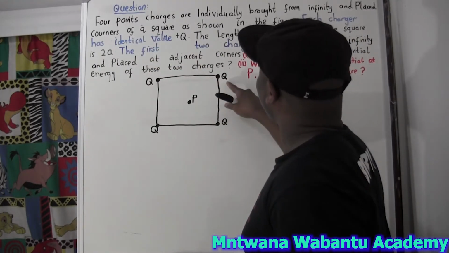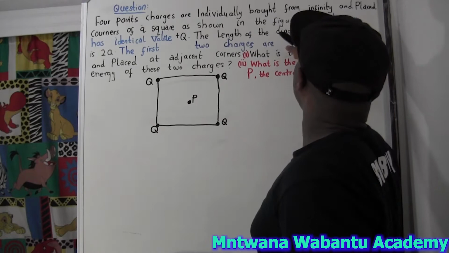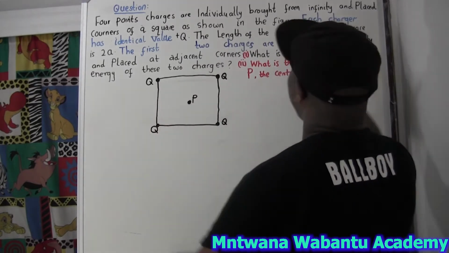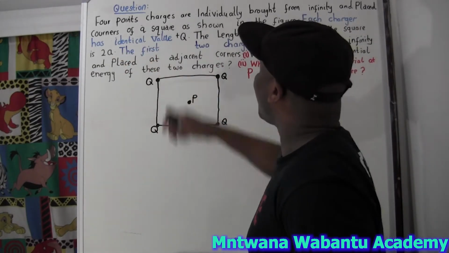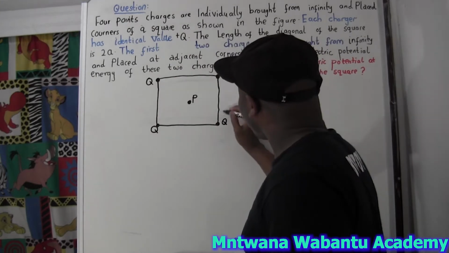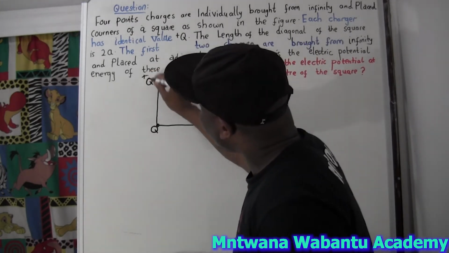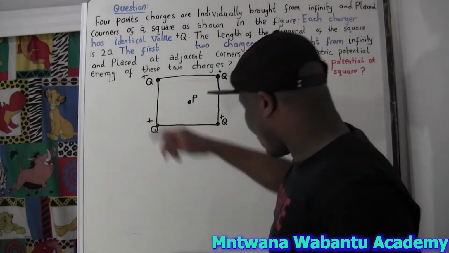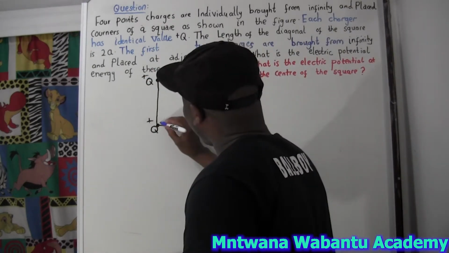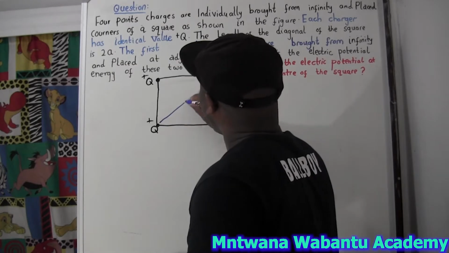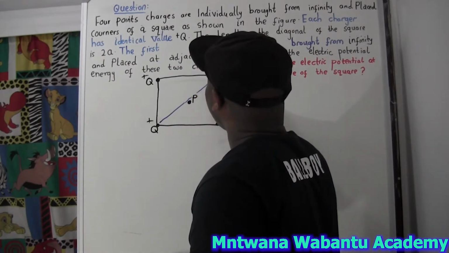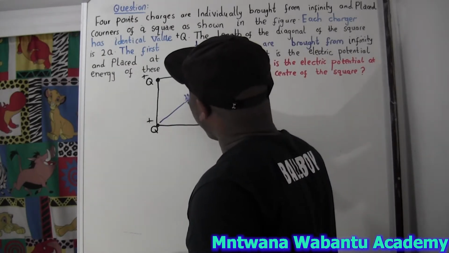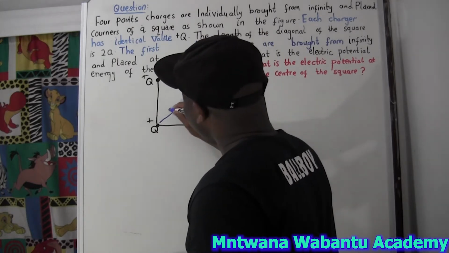So this is the square. Place one charge, one charge, one charge, as shown in the figure below. In this figure right here, each charge has a value of positive Q. So this is positive Q, this is a positive charge, and this is a positive charge. The length of the diagonal of the square is 2a. So the length from here all the way is 2a. This is the center. So if this is 2a, we know this is going to be a.